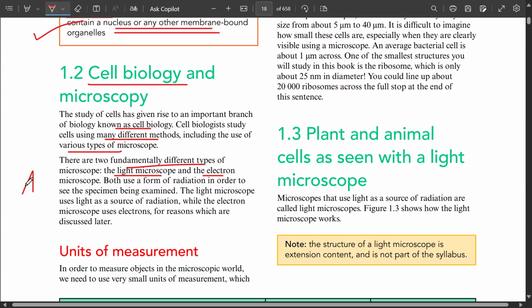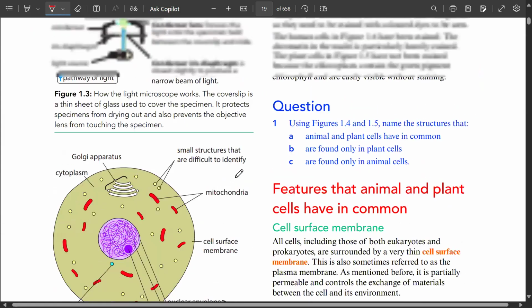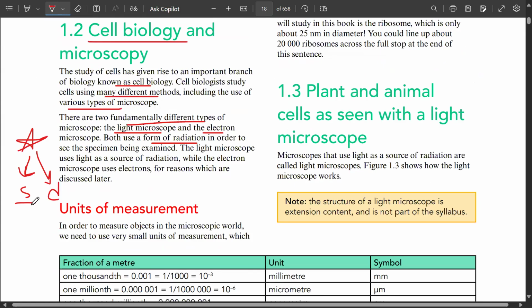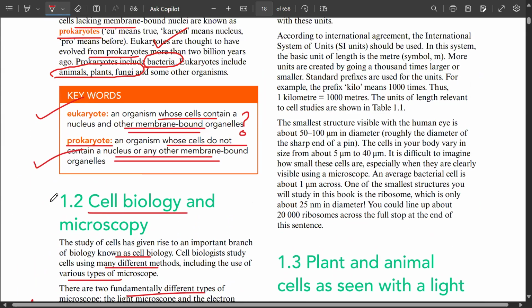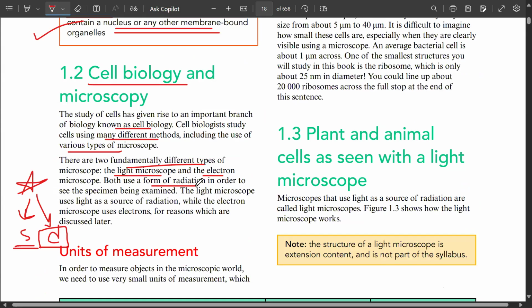Now, this is very important according to your paper 2 theory. Both use a form of radiation and you have to write down the similarities and the differences. This is the main question. They are not written over here in a table form, I guess, but you have to make that table on your own as we are going to study. So you have to list down all the similarities and most importantly, differences between a light microscope and an electron microscope. In your old edition book, there was a table which was differentiating, but I don't think they have added a table in this new edition, so you're going to have to write it.